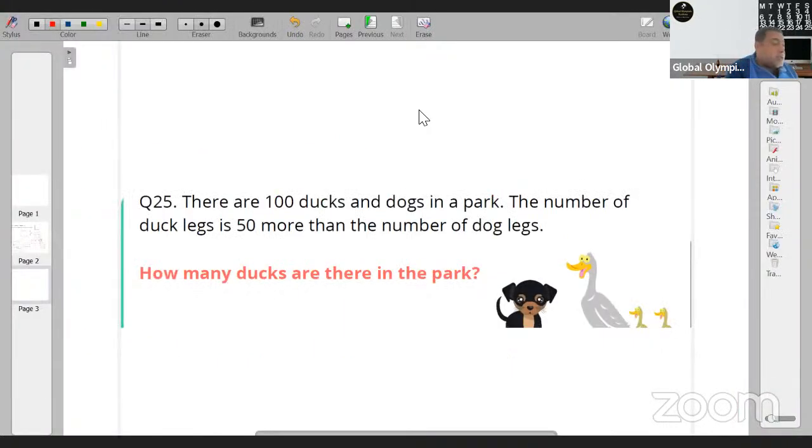There are 100 ducks and dogs in a park. The number of duck legs is 50 more than the number of dog legs. How many ducks are there in the park? Let's do this.